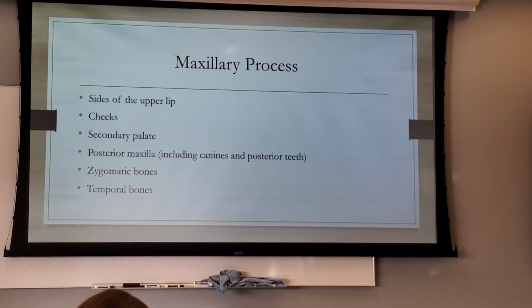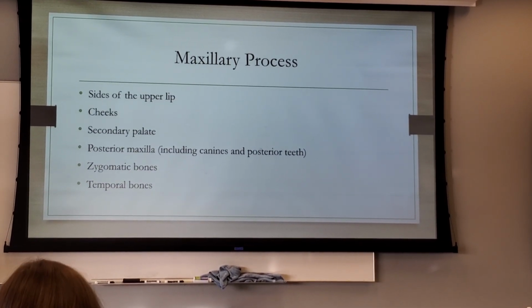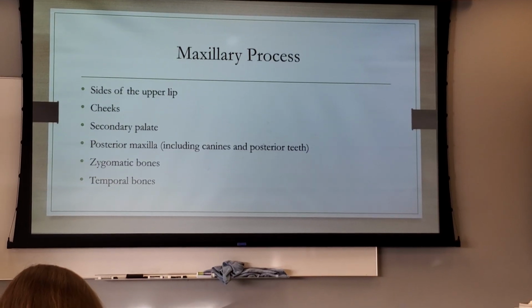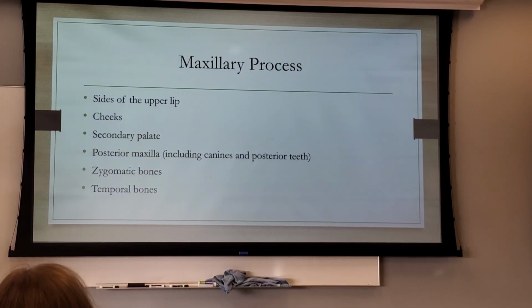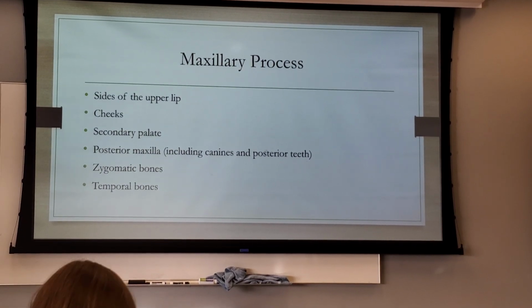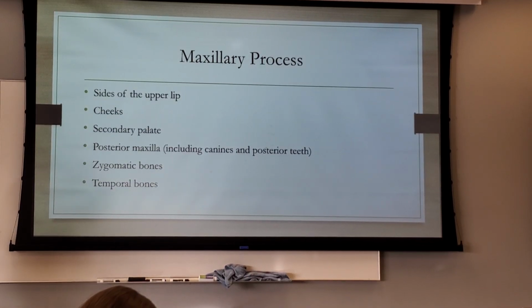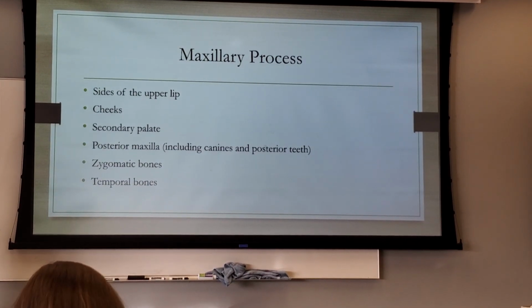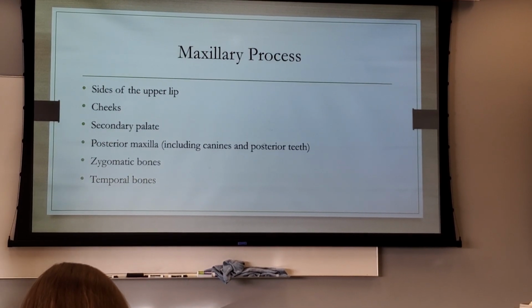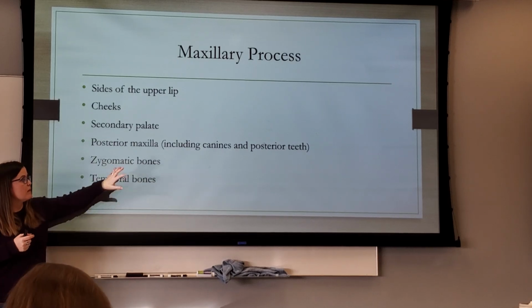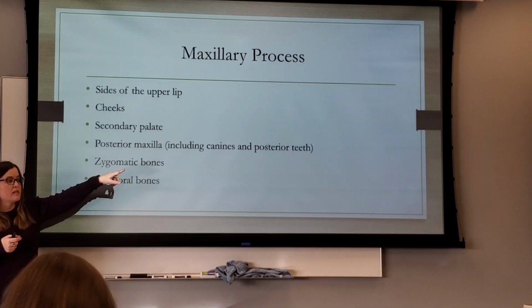Our maxillary process gives rise to the sides of our upper lip, our cheeks, our secondary palate, the posterior maxilla, which includes the canine and the posterior teeth, the zygomatic bones, and the temporal bones. Because of that process coming together, you can think about all the areas within that structure. Remember, the frontal nasal process is what makes our anterior teeth, not the maxillary process. Only the canines and the posterior teeth come from the maxillary process.